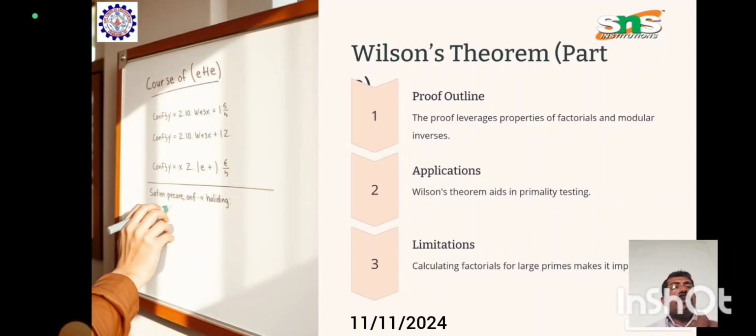The proof of this theorem leverages properties of factorials and modular inverses, because the concept of modular inverses is involved in the structure. We come across groups and fields, where we come across the property of inverse, which is the beginner level, where these concepts are then brought into the concept of number systems.